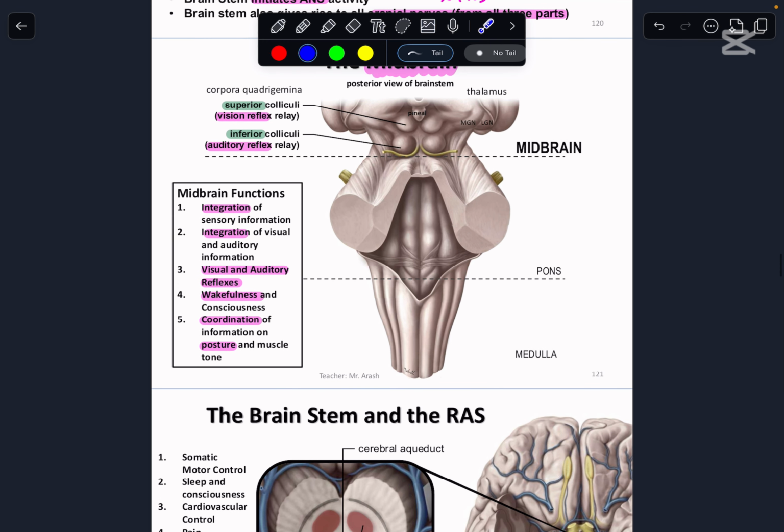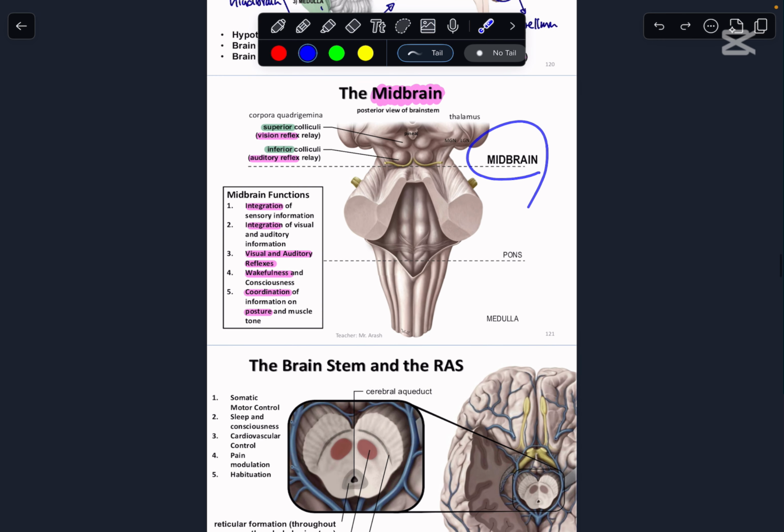But again, as long as you know the following: integration of information, audio-visual reflexes, wakefulness and consciousness, and coordination of movement and posture, that's enough for now for the midbrain function.